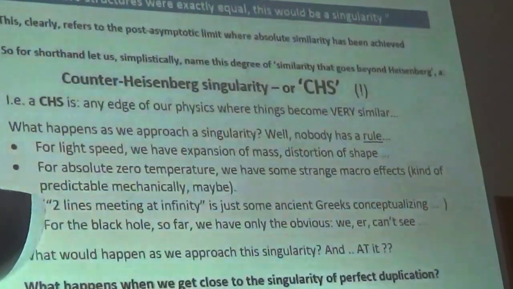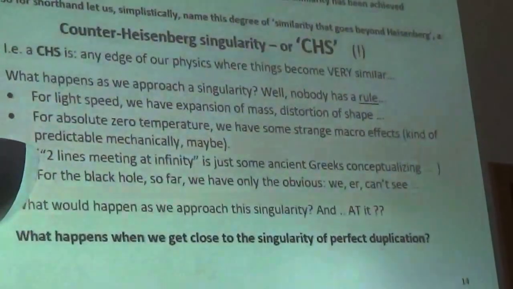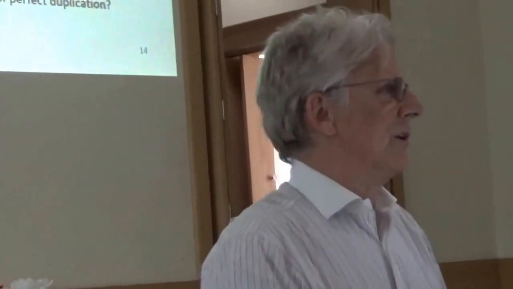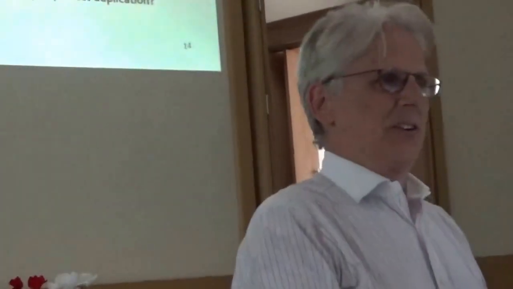So what happens as we approach that singularity? Suggestions welcome. For the speed of light, we know we have expansion of mass, the distortion of shape. Things get smaller, bigger, heavier. For absolute zero temperature, we've got some strange macro effects, but they're almost predictable mechanically. We have two lines meet at infinity from Euclid, but that's just conceptualizing, a lot of ancient Greeks having a good time. Black holes, well, there must be a lot of things we know about black holes, but as far as the layman looks, the only thing we know about black holes is we can't see to give you an answer, which is actually not much of a postulate, but what happens close to singularities.